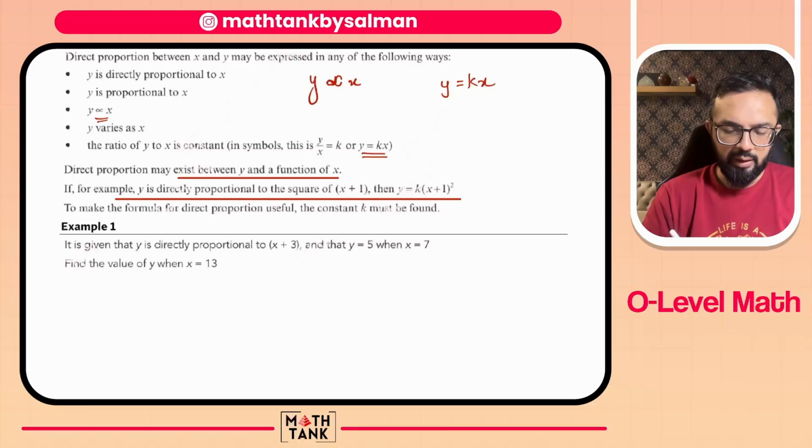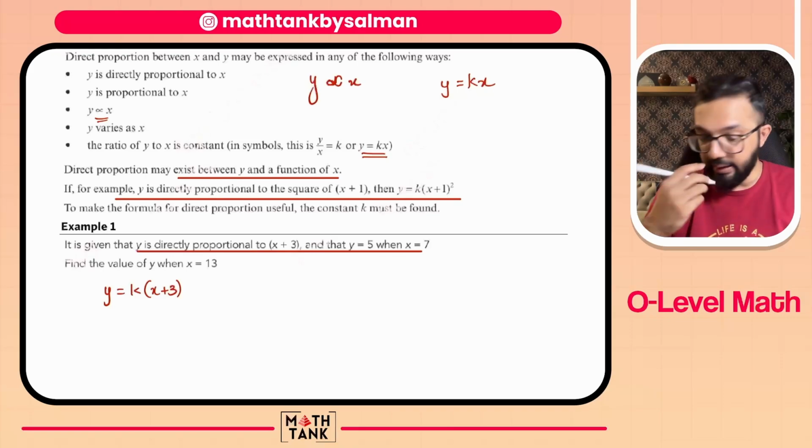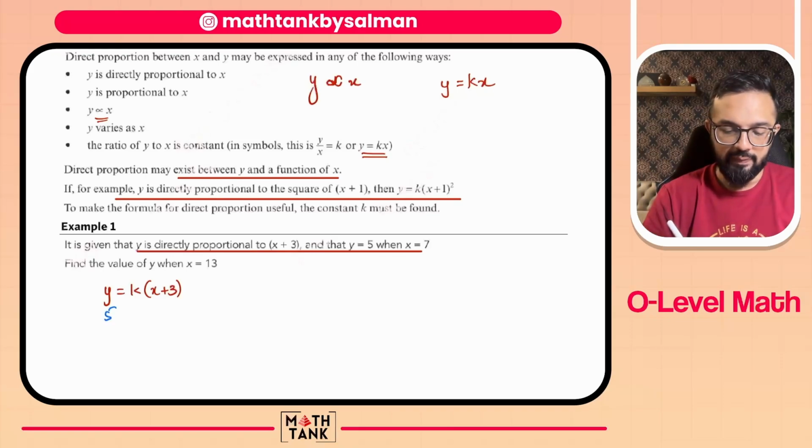So let's translate this. It is given that y is directly proportional to x plus 3. So what are you going to write? You're going to write y equals k times (x plus 3). Y is 5 and x is 7. Find the value of y when x equals 13. Whenever you have such a situation, you first plug in the values and try to find k. So y is 5, x is 7, so k is basically 5 divided by 10, which is 1 over 2.